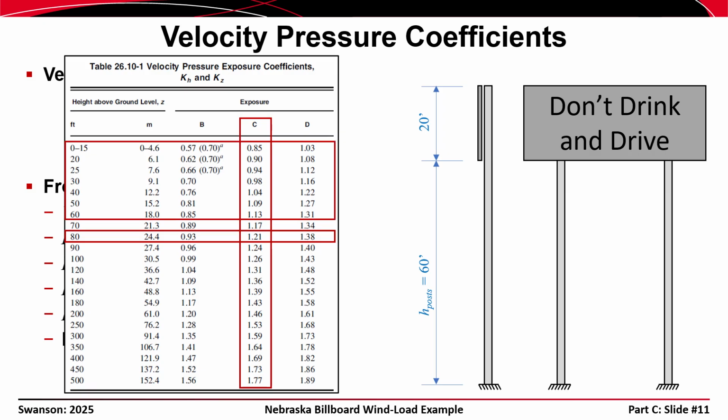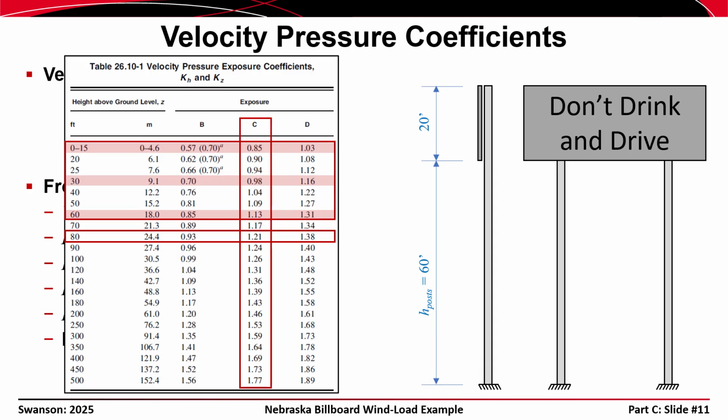To calculate q sub z for the posts, we need to look at elevations ranging from 0 feet to 60 feet. Note that the value of k sub z is constant from 0 to 15 feet, and then the values of k sub z are tabulated at 5-foot elevation increments at first, then at 10-foot increments, then at 20-foot increments, and so forth.